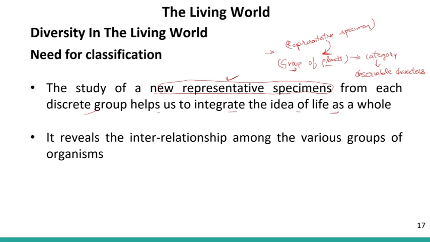All right. The next point is it reveals the interrelationships among the various groups of organisms. This is also why we need to classify the organisms into different categories, because it reveals the interrelationship among the various groups of organisms. There is a lot of biodiversity, so we need to find what is the relationship between the different organisms or different categories of organisms. So that's why classification is very important. All right. So this was the end of classification.